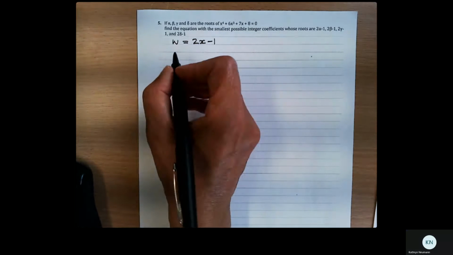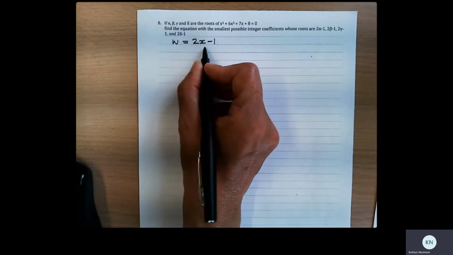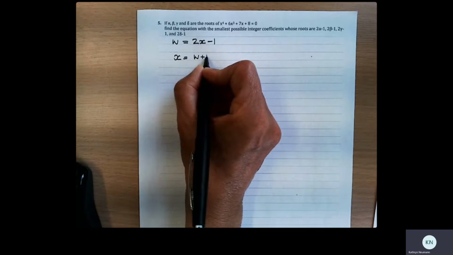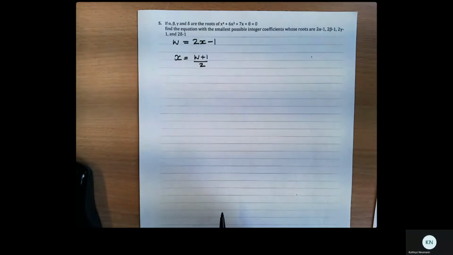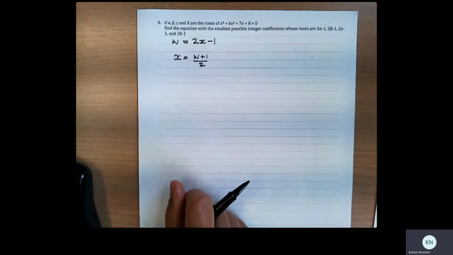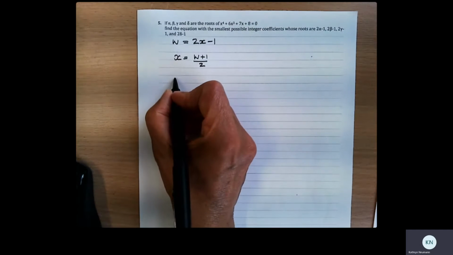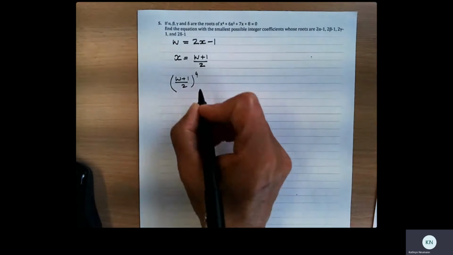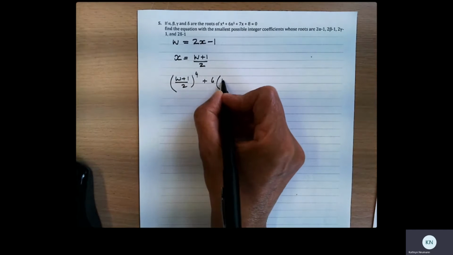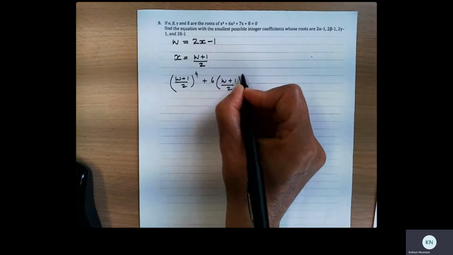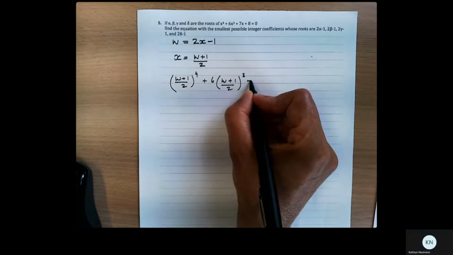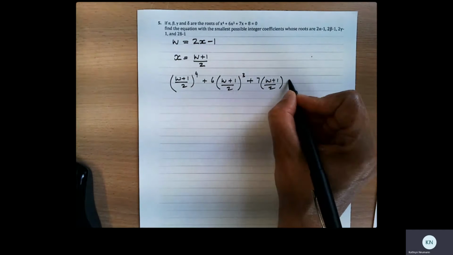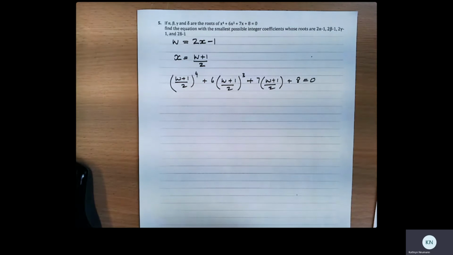So we set off by rearranging this to get x equals. So we've got x is equal to (w plus 1) over 2. We then substitute that into the original equation. So we've got ((w plus 1) over 2), make good use of your brackets here, all to the power 4, plus 6 times ((w plus 1) over 2), and that's cubed, plus 7 times (w plus 1) all over 2, plus 8 equals 0.